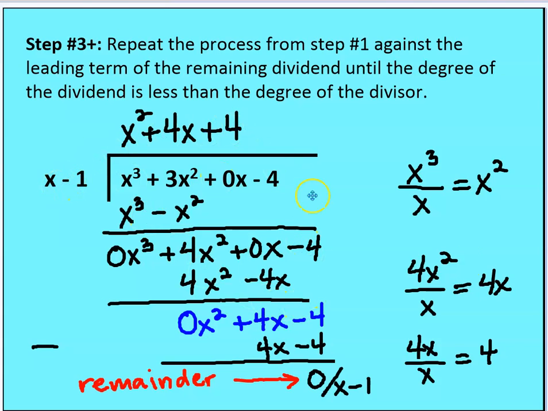We're going to divide 4x by x. That gives us 4. That becomes part of our quotient. 4 times x and 4 times minus 1 is minus 4. We're going to subtract these values, and we end up with a remainder of 0 over x minus 1.